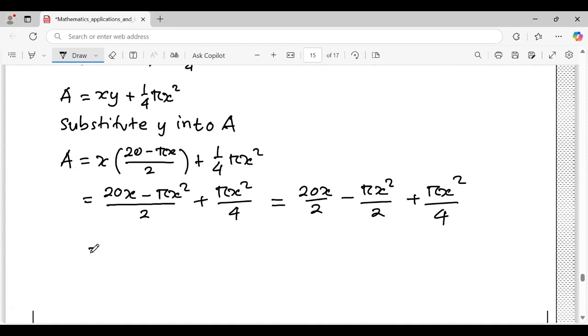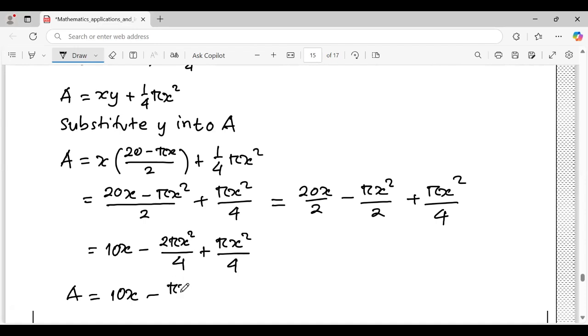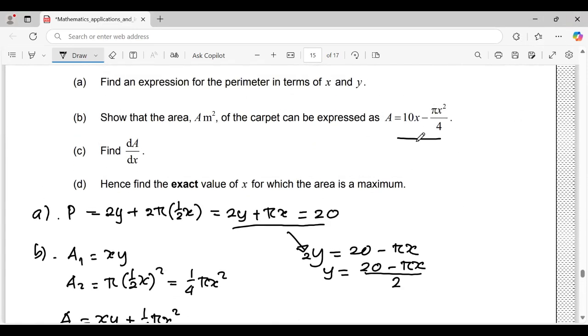And the next step, I would like to simplify. This becomes 10x. And I'm going to set the same denominator, so it should be times 2: pi x squared over 4 plus pi x squared over 4. So A equals 10x minus 2 plus 1, which equals minus 1, pi x squared over 4. Okay, same as this one.